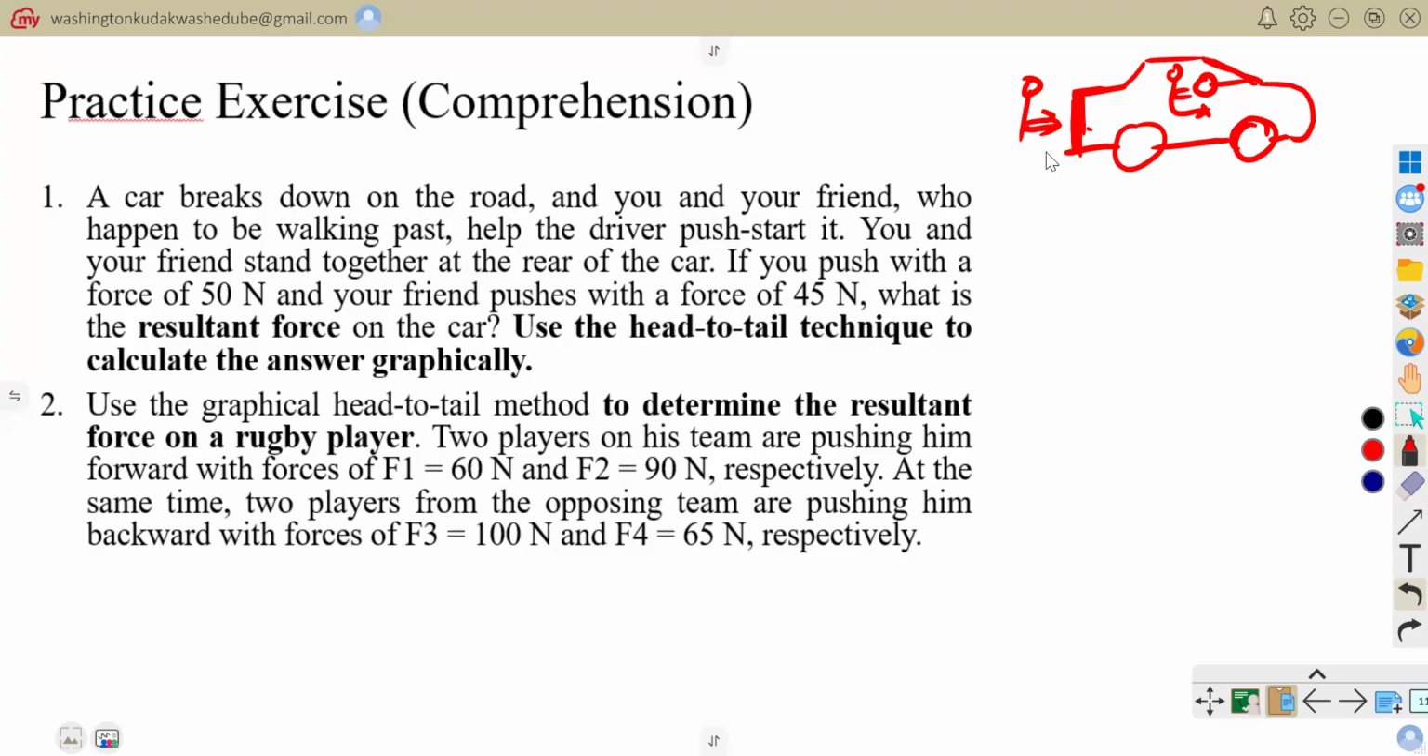So maybe if you help the guy to push, at some point it can push start. So here they're saying you push with a force of 50 newtons, and then your friend pushes with a force of 45 newtons. What is the resultant force on the car? Use the head to tail technique to calculate the answer graphically. So the first thing that you need to do is to determine your scale.